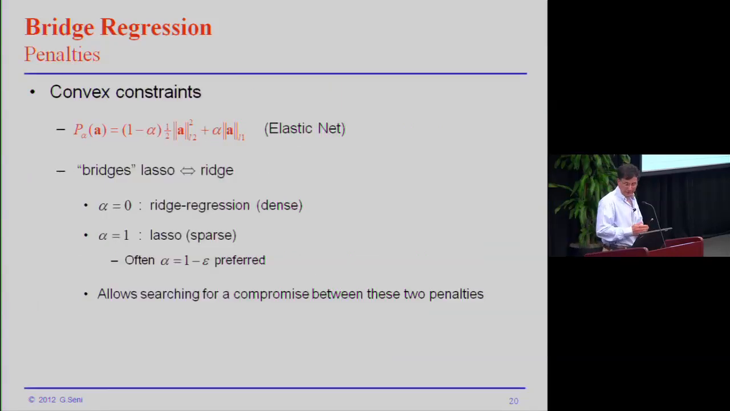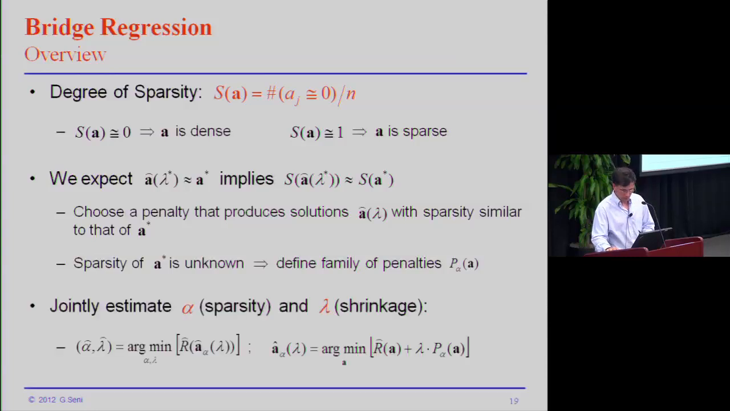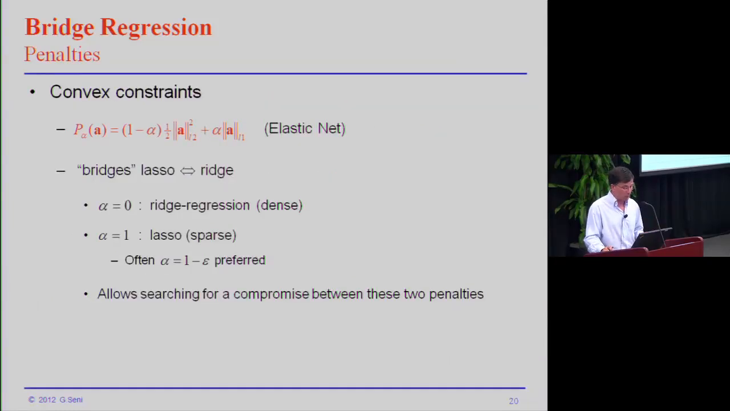This approach is known as bridge regression, and was first proposed by Frank and Friedman in the early 90s. One example of a bridge penalty is known as the elastic net. And so we see the alpha here. When alpha is equal to 0, we get back the ridge penalty, and when alpha is equal to 1, we get back the lasso penalty.